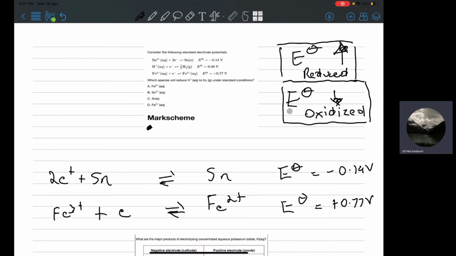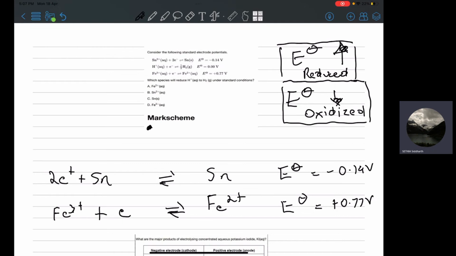However, if the E° is low, that means that the reaction is likely to go in the reverse direction, where the atom becomes ionized and gives away an electron, because that's what oxidation is. Oxidation is the loss of electrons, right? So I'm going to take an example of these two equations that are written over here.